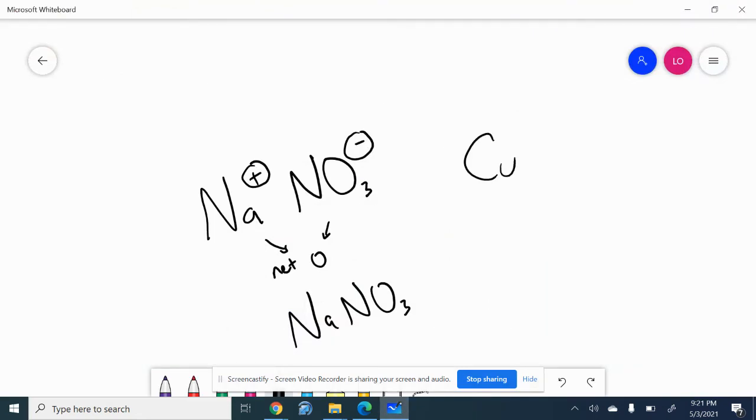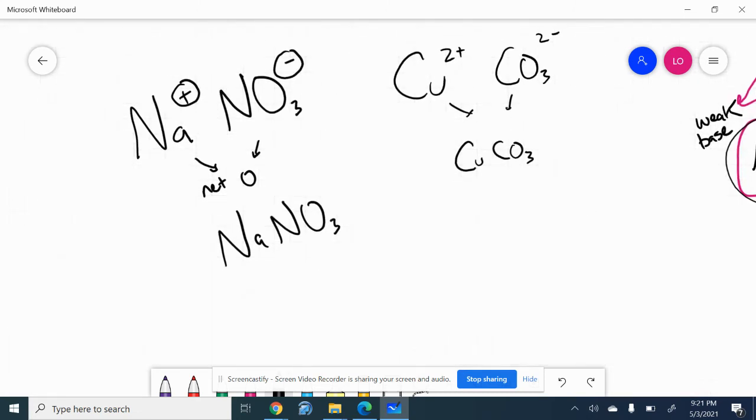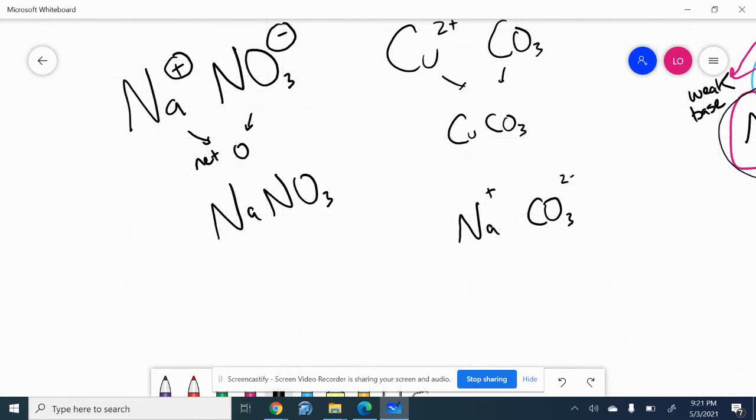If I look at copper with a 2 plus and CO3 with a 2 minus, those together have a net zero charge, so I would just write it as CuCO3. Now, if I was looking at one, for instance, that had NaCO3, sodium being a plus 1, carbonate being a negative 2, I would have to have two of these sodiums to balance out the two negatives. So it would have to be Na2CO3 if I'm writing the product out.